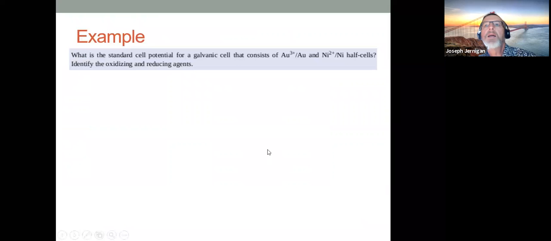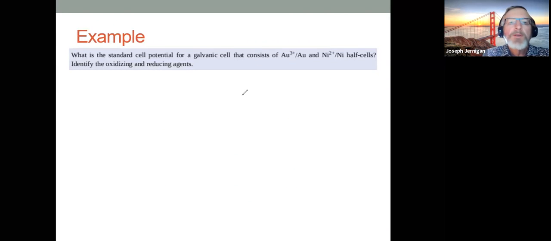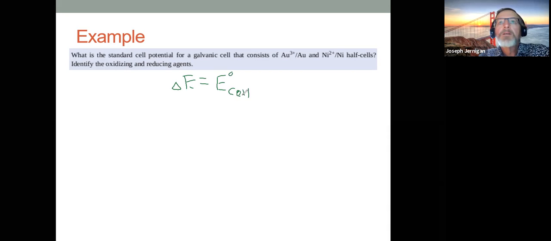Now let me reiterate one thing before we leave this example. The delta E that we calculated, you'll also see written sometimes as E cell, the cell potential. It may have a 0 there if it's under standard conditions. Another way to think about this is that it's equal to E0 cathode minus E0 anode.